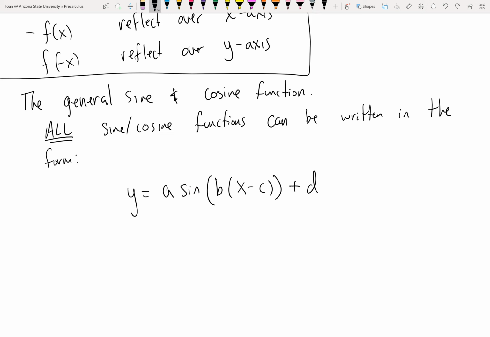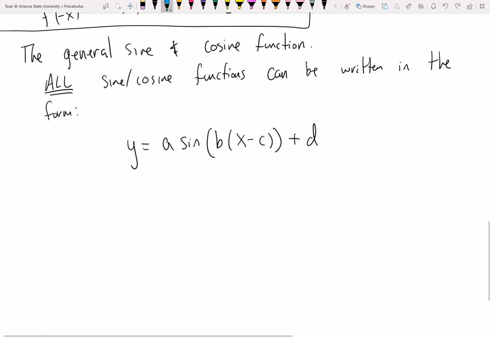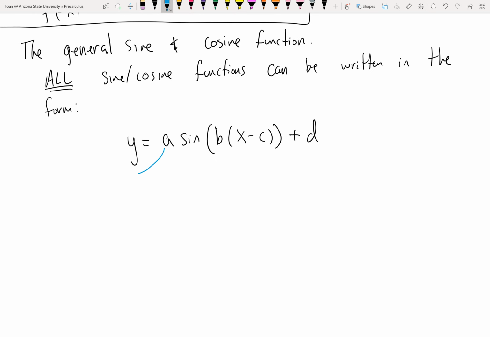How so? Well, let's just start labeling. The easiest one is the a here. Anything that you multiply the whole function by is going to change the amplitude. The next easy one is this plus d on the outside. Anything you add or subtract to the outside of the function is going to change your principal axis, or your equilibrium line, or your sinusoidal axis, whatever you want to call it. Specifically, your principal axis or sinusoidal line will always be y equals whatever that number is.